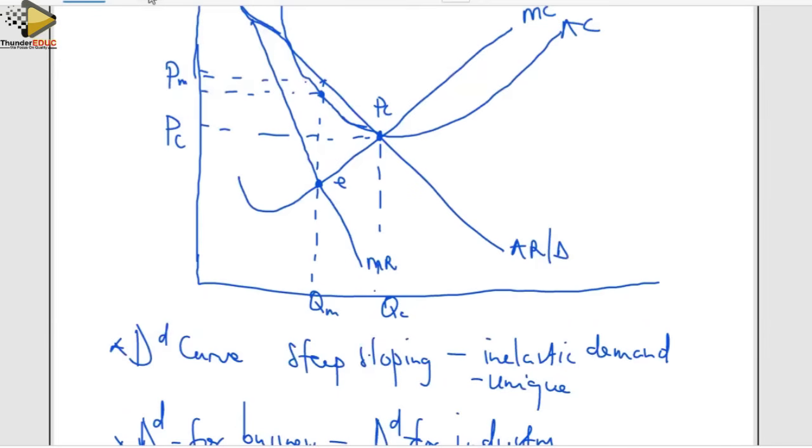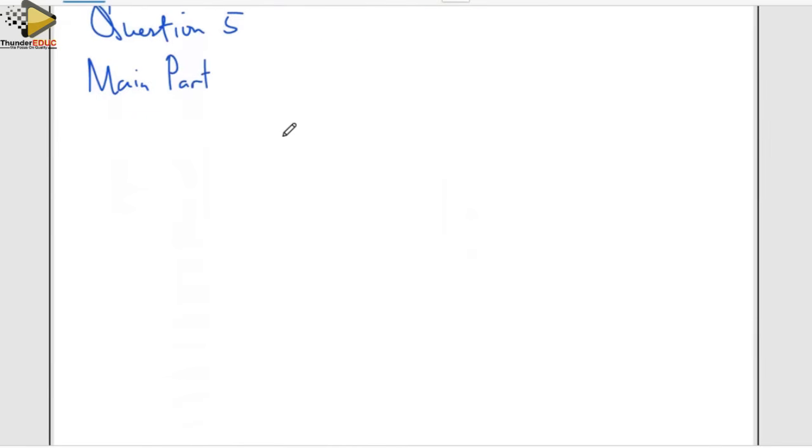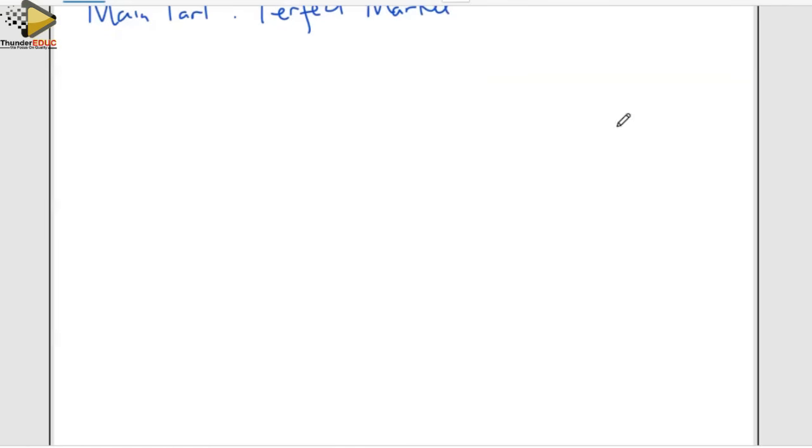So this is question number 5, the main part. This is our main part for question number 5. What are we supposed to do there? We're supposed to illustrate the equilibrium position. This is a perfect market, remember. And we are supposed to use graphs. So I'm going to draw the 3 graphs and explain them for the sake of clarity and for the sake of understanding. I'm going to start with an economic profit position in the short run.